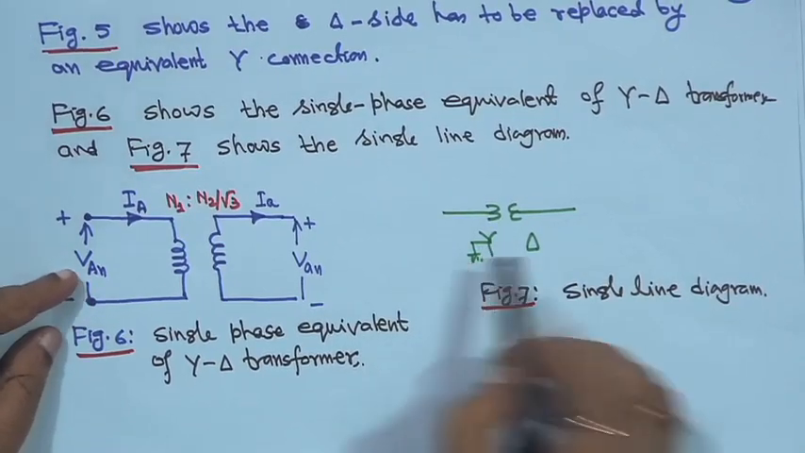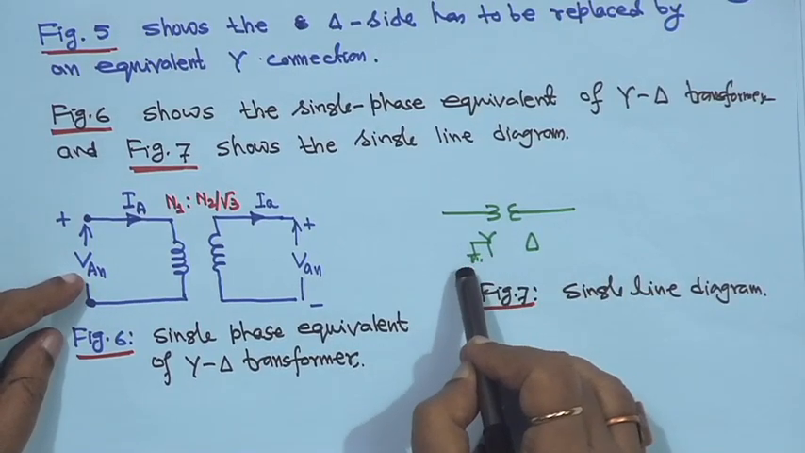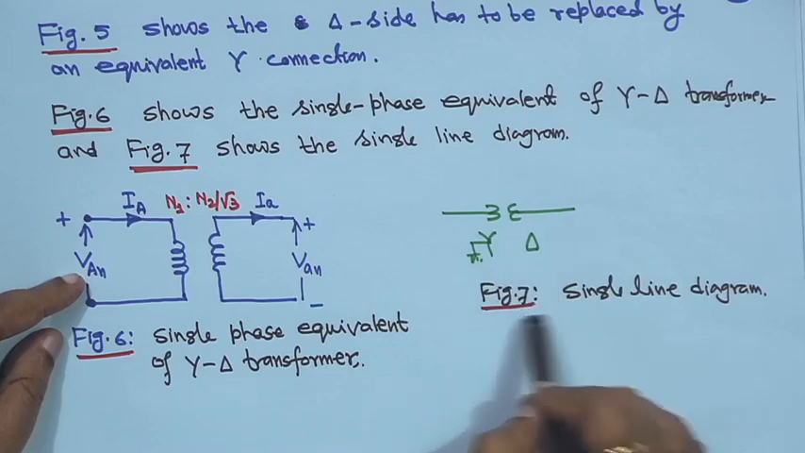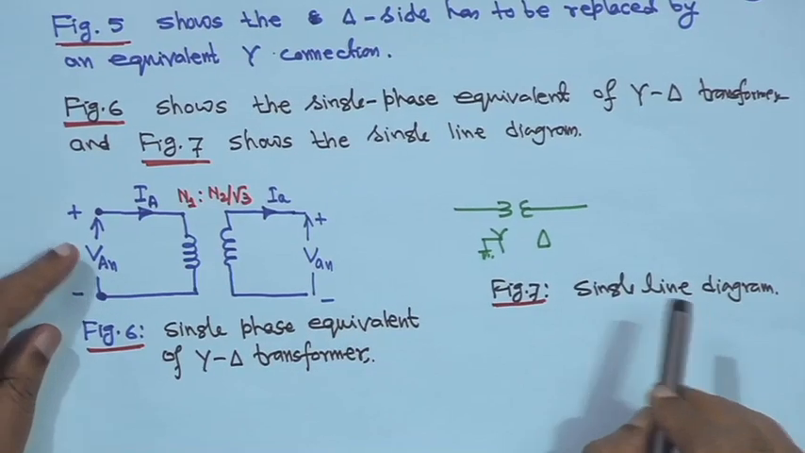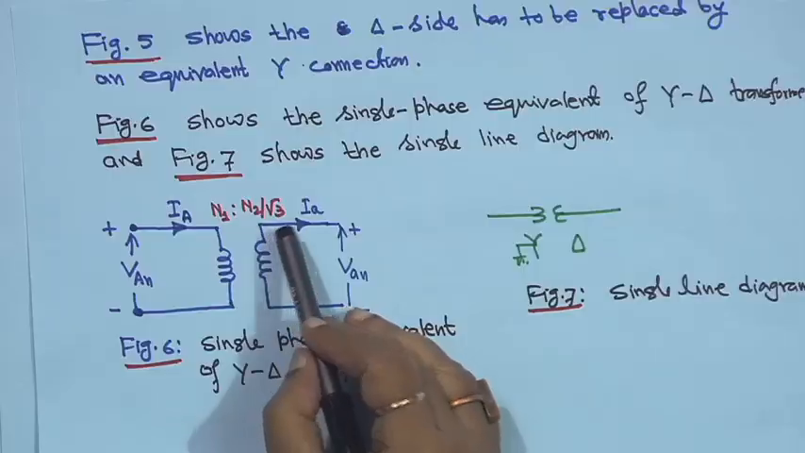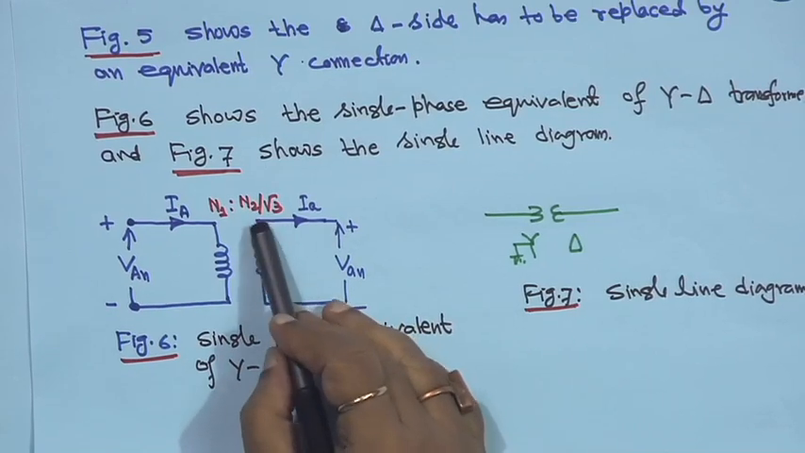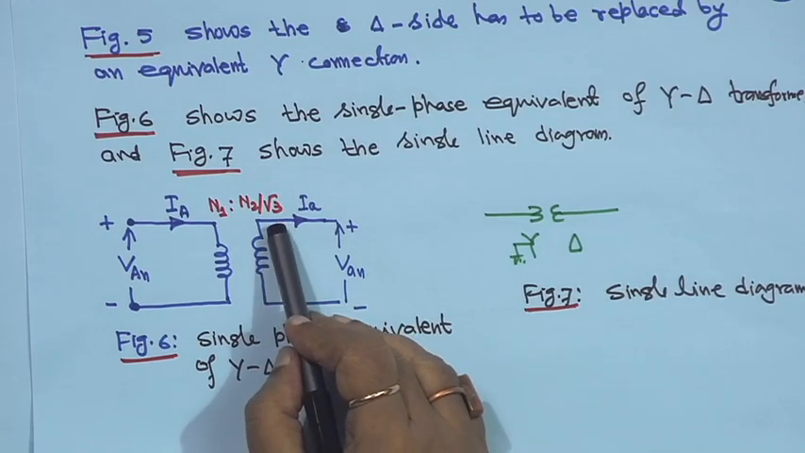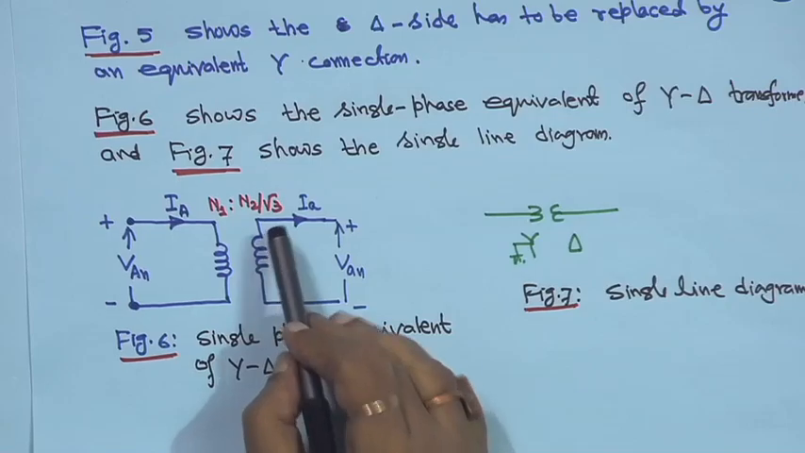Star is always grounded, not shown there, but you have to show here that star is always grounded, and this is delta. This is the single line diagram of the star delta transformer. I hope you have understood this, right. So, once again, as it is an equivalent star from the delta, the star is N2 by root 3, but not N2, right, it will be N2 by root 3.